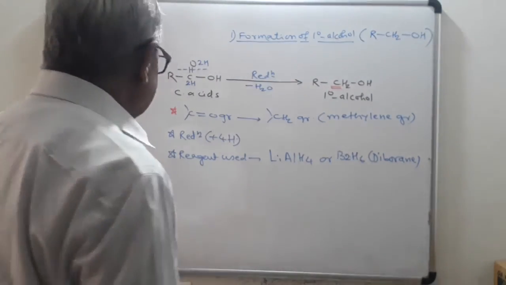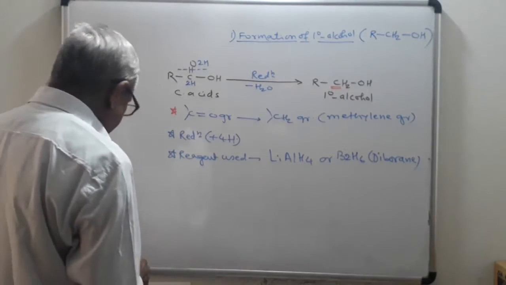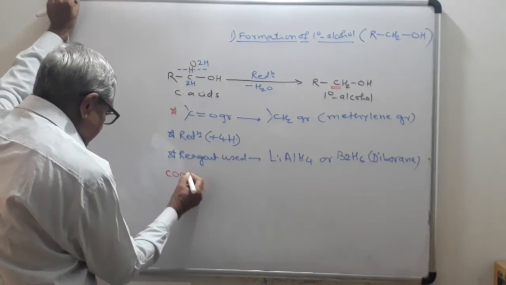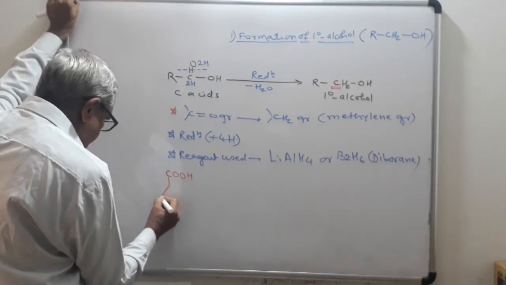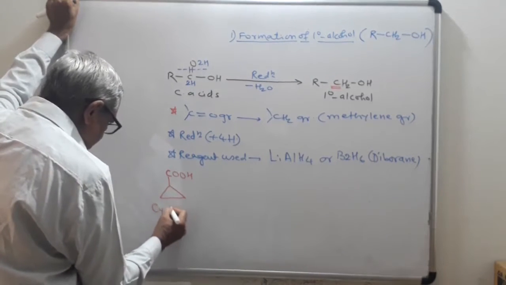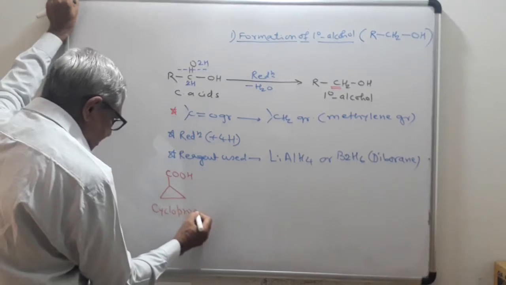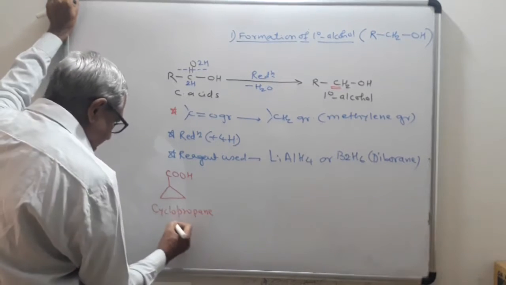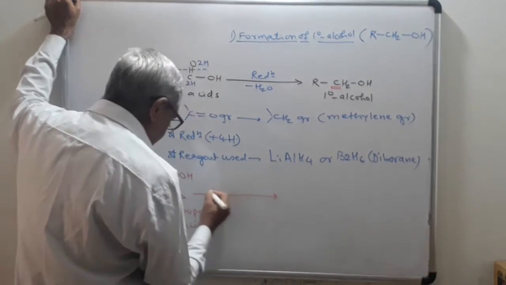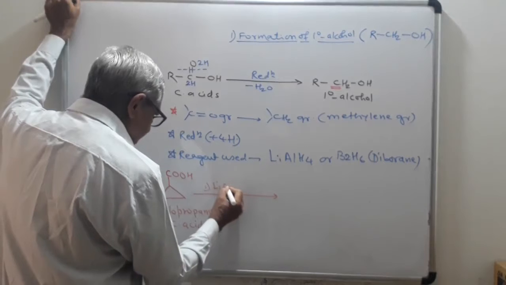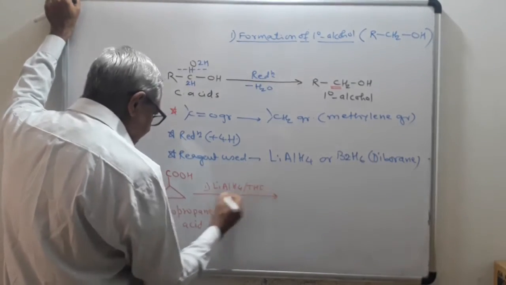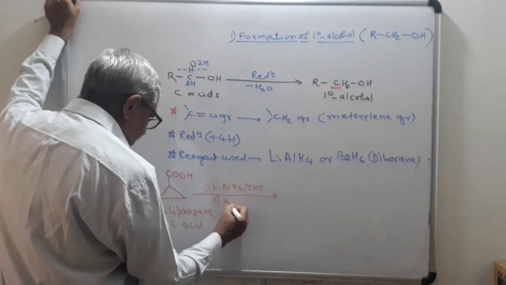Now see the examples here. First example I will take here. COOH on a ring, it is called cyclopropane carboxylic acid. When we do the reaction with lithium aluminum hydride in presence of tetrahydrofuran, second, acid hydrolysis.